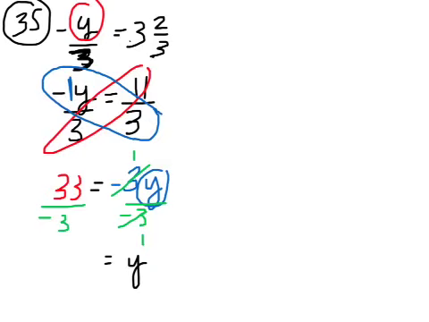Now my answer, I'm almost at it, aren't I? And if I look at the other side, all I have to do is say, oh, the answer is 33 divided by negative 3. What is that? Negative 11. Y is negative 11.